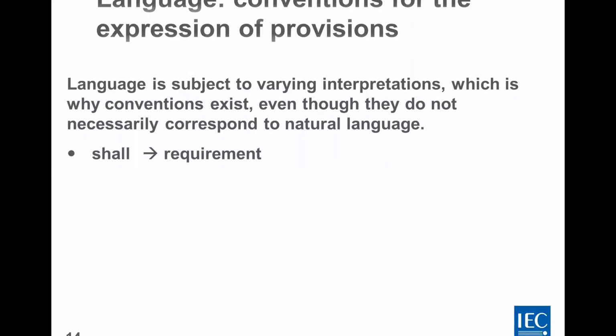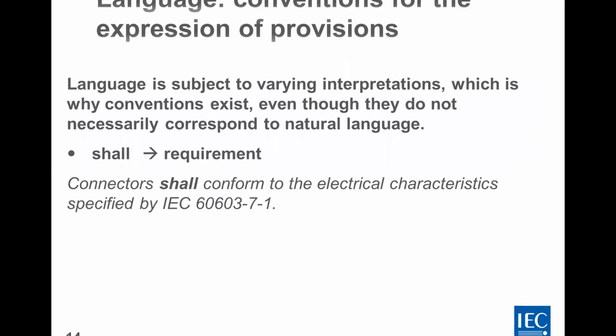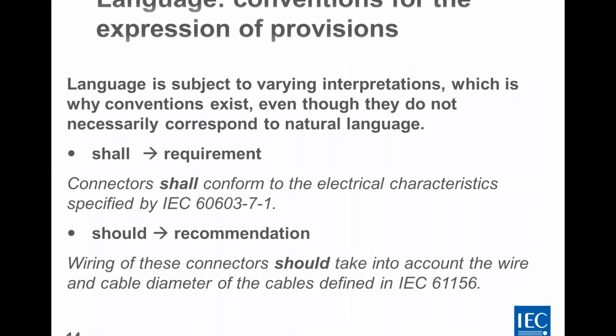First of all, the word shall is used to express a requirement. If we take the example here, connectors shall conform to the electrical characteristics specified by IEC 60603. This is a requirement because there is the word shall in it. Next one is should, which is used to express a recommendation. Wiring of these connectors should take into account the wire and cable diameter of the cables defined in 61156.